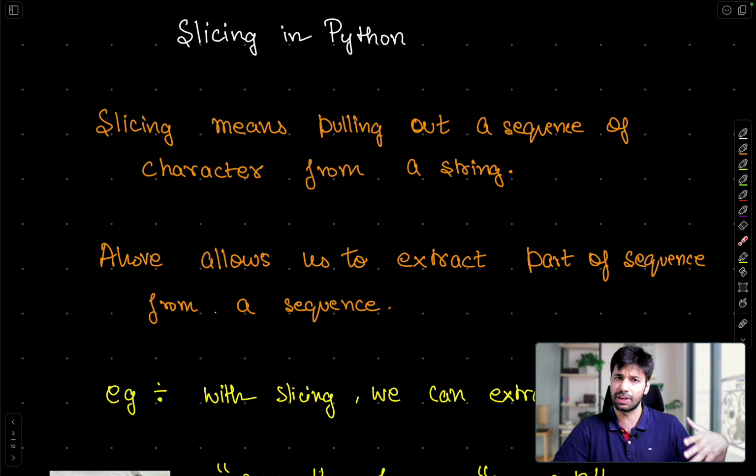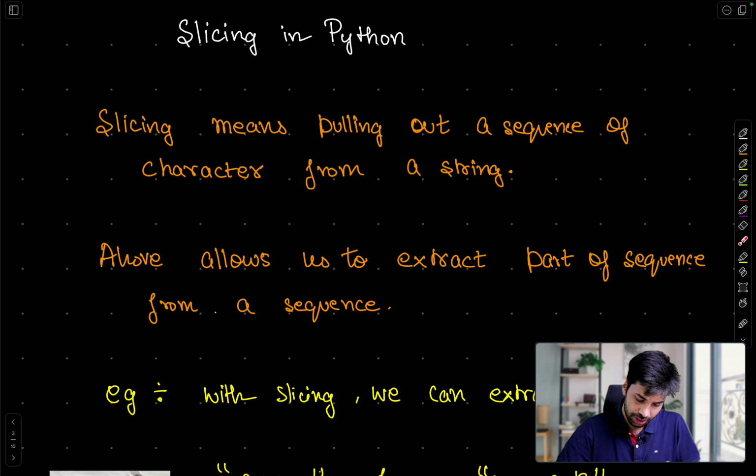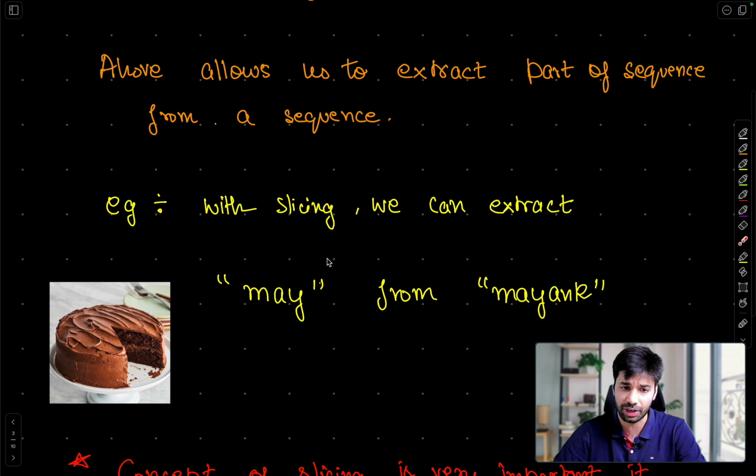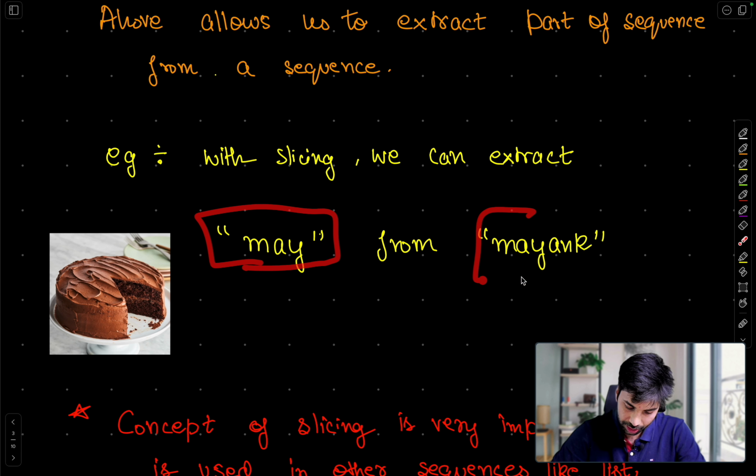Okay, and this works well with other data types as well, the sequence or type of data types, which you're going to see in coming videos. Actually, it allows us to extract part of a sequence from a sequence. Let's say I've given an example as well. With slicing, we can extract MAY from Mayank, right?